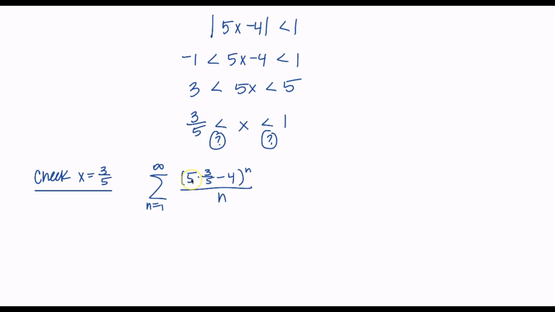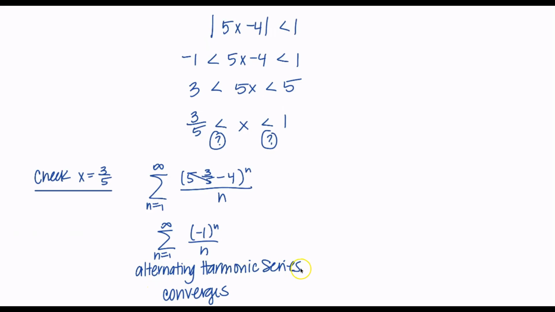Well, 5 over 5, whoops, cancels. I guess I could erase it, but cancels. And then we have 3 minus 4, which is negative 1. So what I have is negative 1 to the n over n. And this is the alternating harmonic series. And the alternating harmonic series converges. So we should know the harmonic series diverges, and this one's popular enough to recognize the alternating harmonic series converges, which means that x equals 3/5 is included in the interval of convergence.